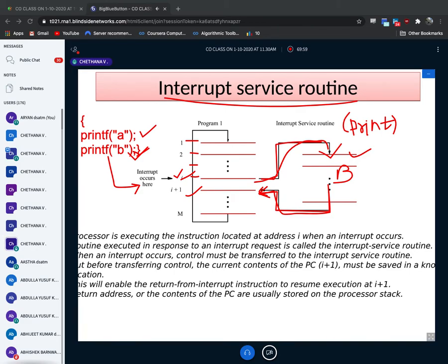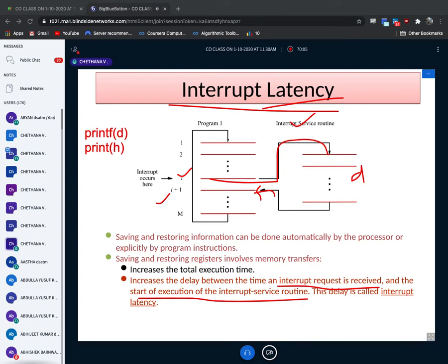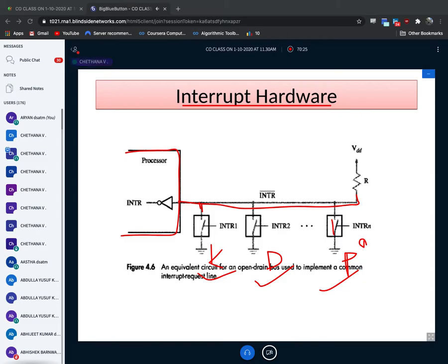Vectored interrupt, see, I'll tell you one more time. Vectored and polling are opposite. Polling means the processor should go to the devices. Vectored means the devices should come to the processor. I gave an example of election. I think everyone is clear with it. Latency means what? The time between your request and your service. That's the time, latency. I think I've covered the maximum.